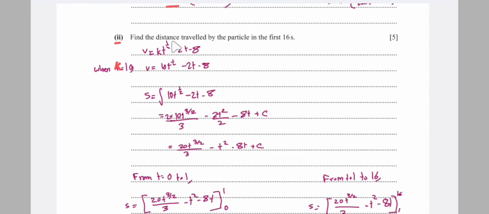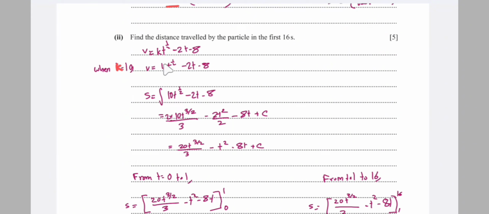Now what is the total distance traveled? So first of all, to find the displacement, we need to integrate velocity. So integrating velocity, so 10t to the power 1 by 2, so power plus 1 by power minus 2t power plus 1 by power minus 8t plus c, where c is the extra constant. Now we need to find the total distance traveled.